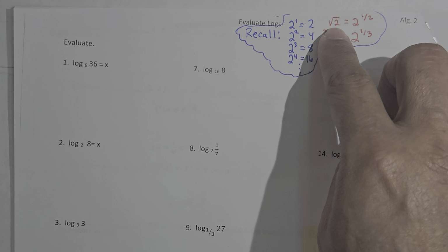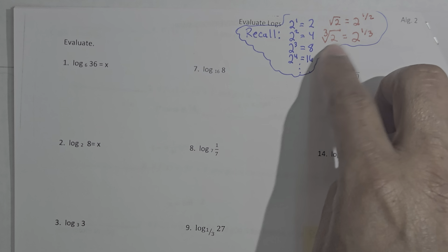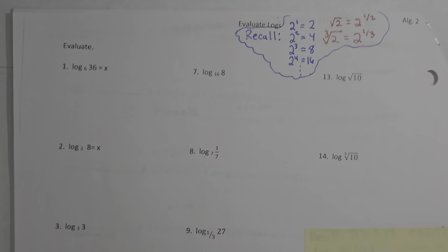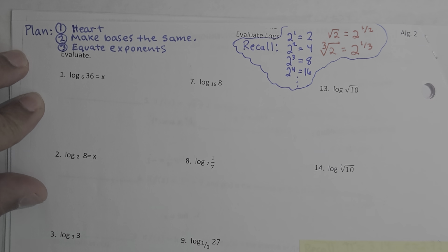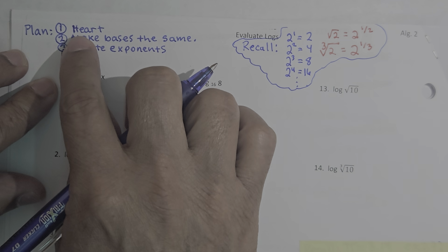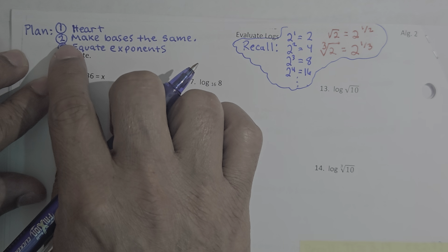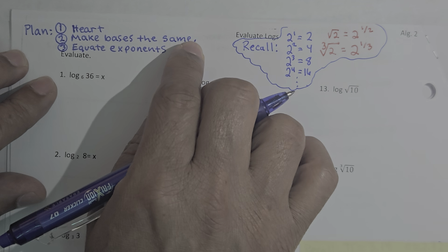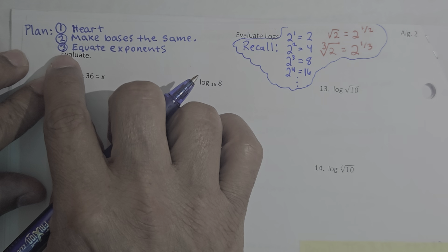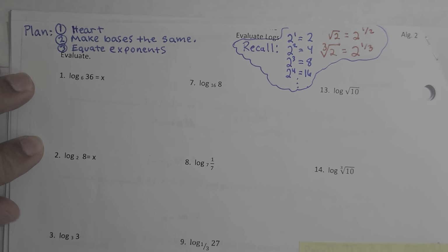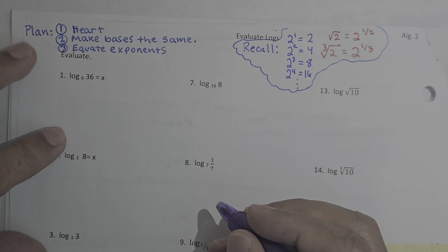Also, the square root of 2 is the same as 2 to the half power, and the cube root of 2 is the same as 2 to the one-third power, and we can continue this with different values or different roots, okay? So this is the plan to evaluate logs. We're going to use the heart method, which I went over in the previous lesson. That's the first step, and then the second step is you want to make the bases the same. And then the third step is you equate the exponents once the bases are the same. So with that said, let's go into the first example.